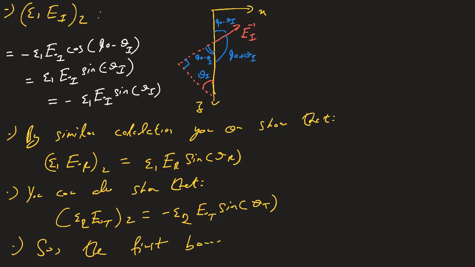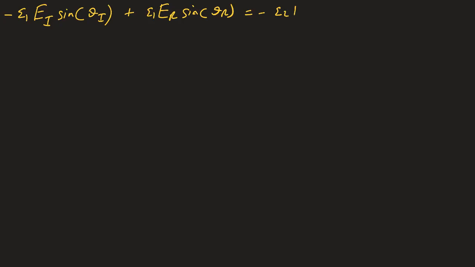So the first boundary condition finally gives us that the components are related as minus epsilon 1 E_I sine of theta I plus epsilon 1 E_R sine of theta r is equal to minus epsilon 2 E_T sine of theta t. And this is an important equation, and we'll call it equation A. Now let's go on to the second boundary condition.